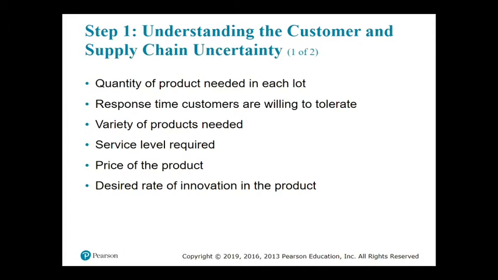So we need to understand the need of each customer segment and the uncertainty these different segments' needs impose on the supply chain. Now, these needs will help the companies to define the desired cost and the desired service requirements. And the supply chain uncertainty will help the company to define the extent of the unpredictability of demand and supply must be prepared for.